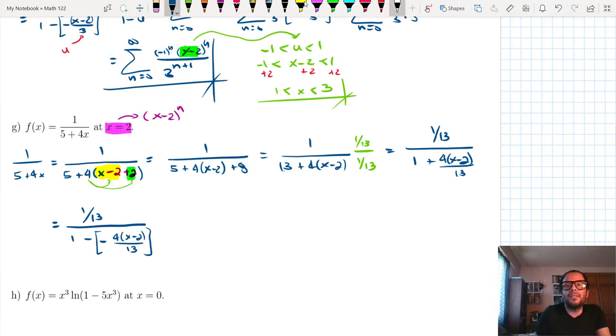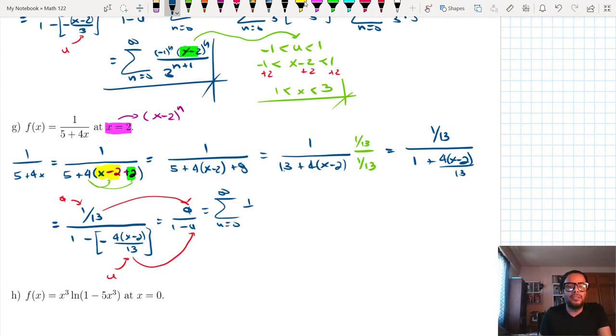So now we have this a and u. Let's write this in the terms of a over 1 minus u, where this is a and this is u. Okay, let's write this as a series. So this will be sigma n equals 0 to infinity of 1/13 times negative 4 times x minus 2 divided by 13 to the nth power.